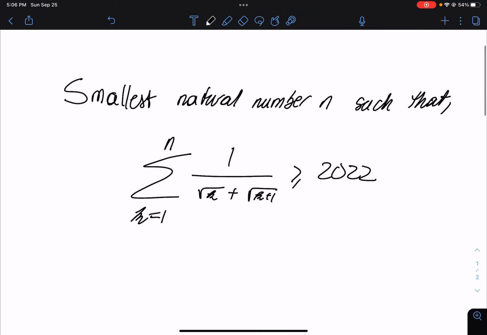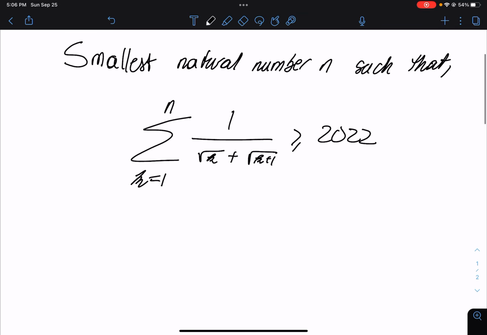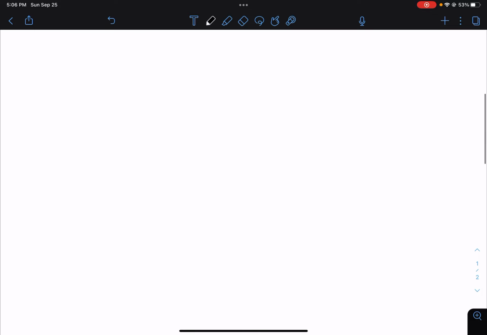So, today's problem is finding the smallest natural number n such that the sum of the expression is superior or equal to 2022, our current year. So let's begin. Let's first start off by writing what you have to prove. So we have our expression.